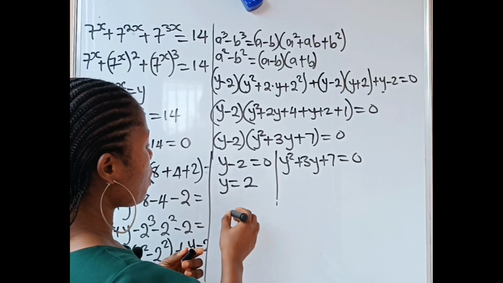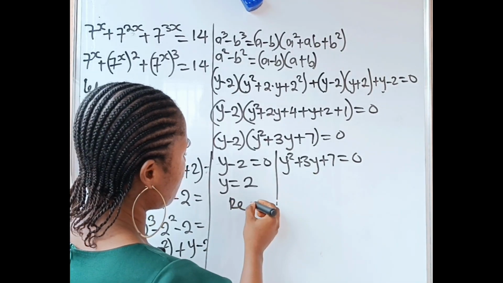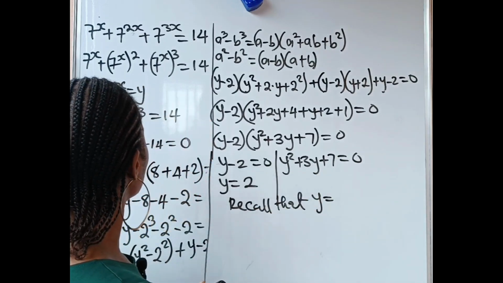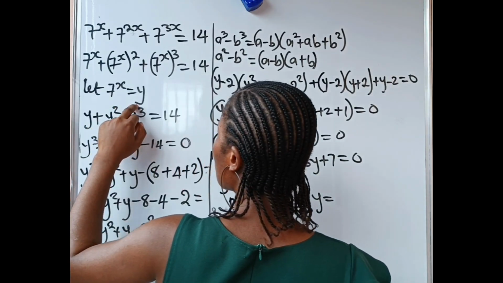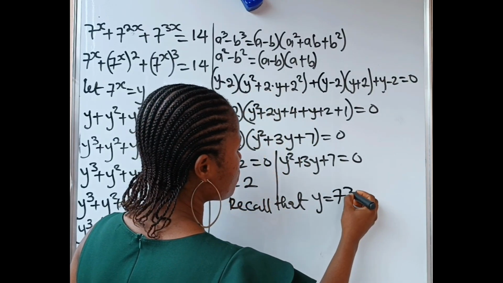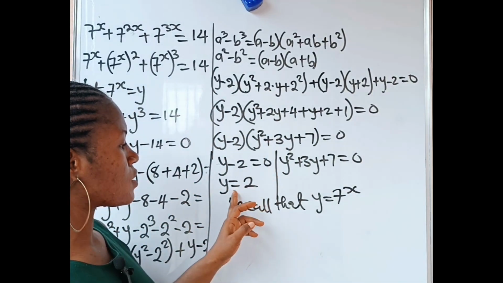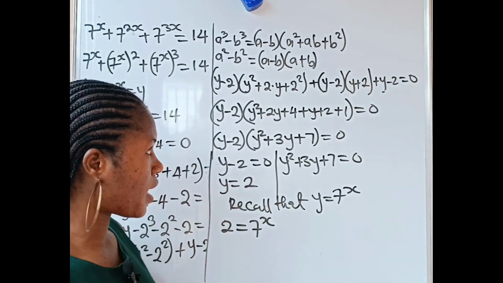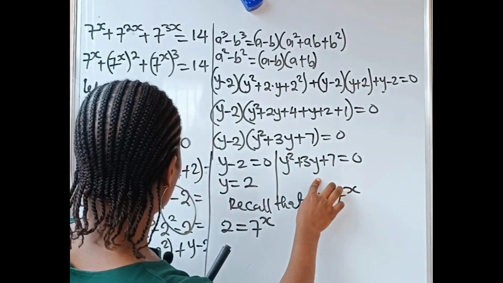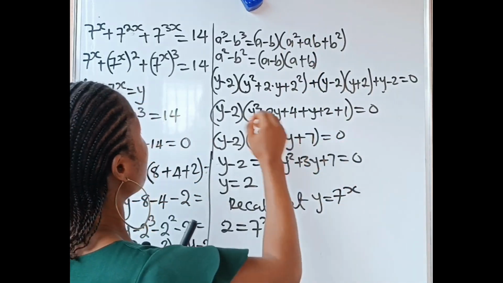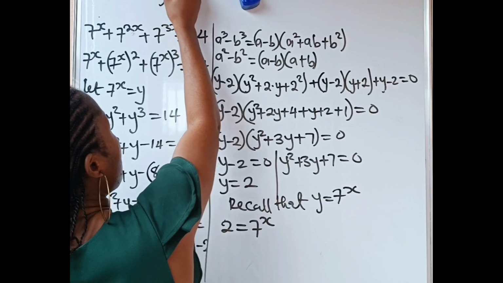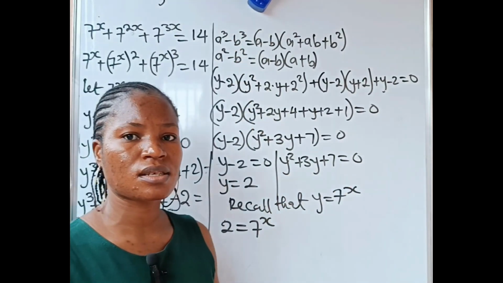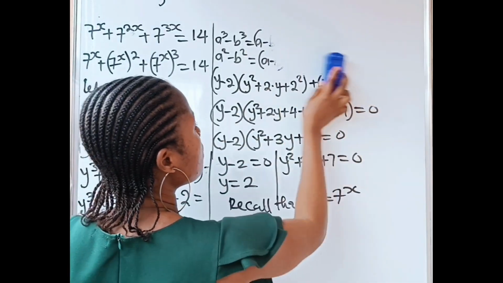Y is equal to 2, but recall that our y is equal to 7 to the power of x. That means we can write that 2 is equal to 7 to the power of x. I'm going to write this somewhere because I'm cleaning part of the board. So I'll write y squared plus 3y plus 7 is equal to 0. That is the next value of y we are going to get. So I'm going to clean this right now.